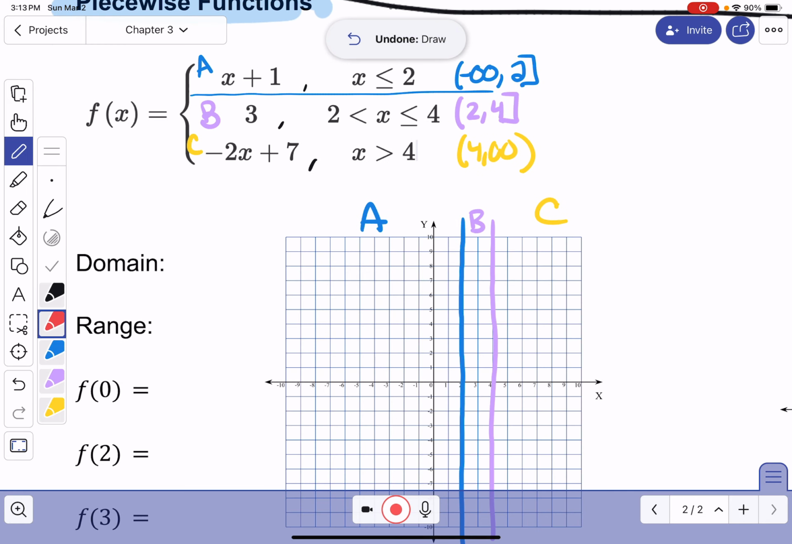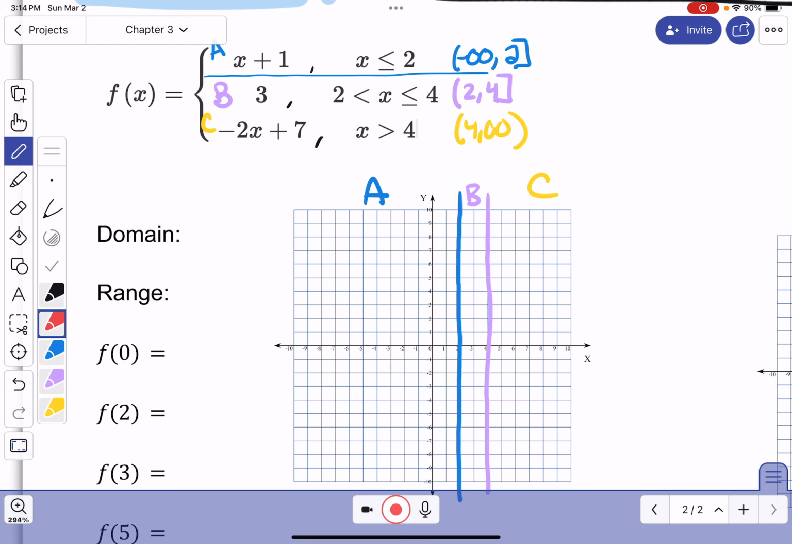Then, if we needed to graph it, we would just graph it like normal, but only draw the part that fits in the domain. So for A, we have x plus 1, which means we have a y-intercept of 1 and a slope of 1. So we can go up 1 over 1, up 1 over 1 in both directions. And then we end at 2, and the bracket tells us to color it in. So we could connect A over here.